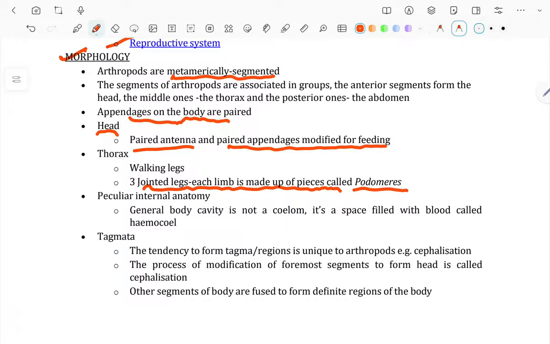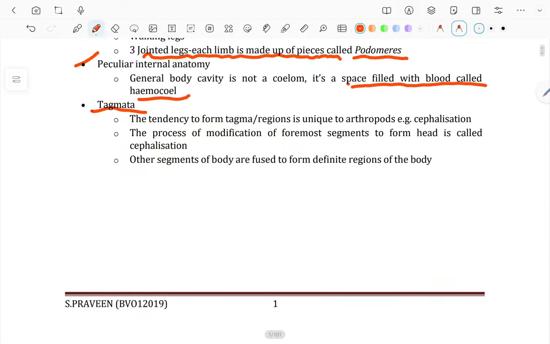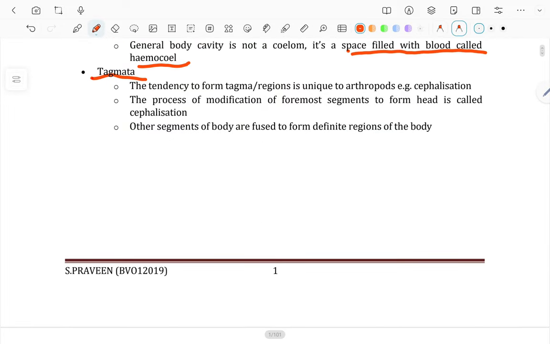Peculiar internal anatomy. The general body cavity is not a coelom. It is a space filled with blood called hemocoel. Tagmata. The tendency to form tagma or regions is unique to arthropods.